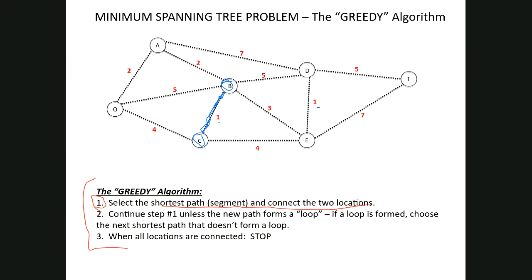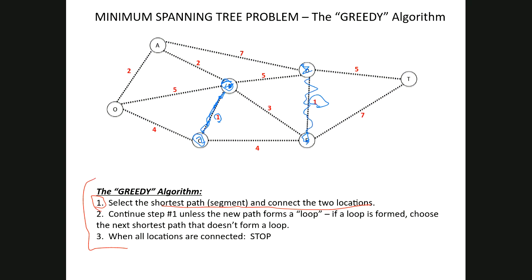Okay, so those two locations are connected, and we've chosen a path of length 1. All right, and now we continue that, picking the shortest pathway unless a loop is formed. And if a loop is formed, choose the next shortest path that doesn't form a loop. So let's continue. The next shortest path, as we saw, is this path of length 1. And so we're going to connect location D with location E, and we're going to use this pathway.